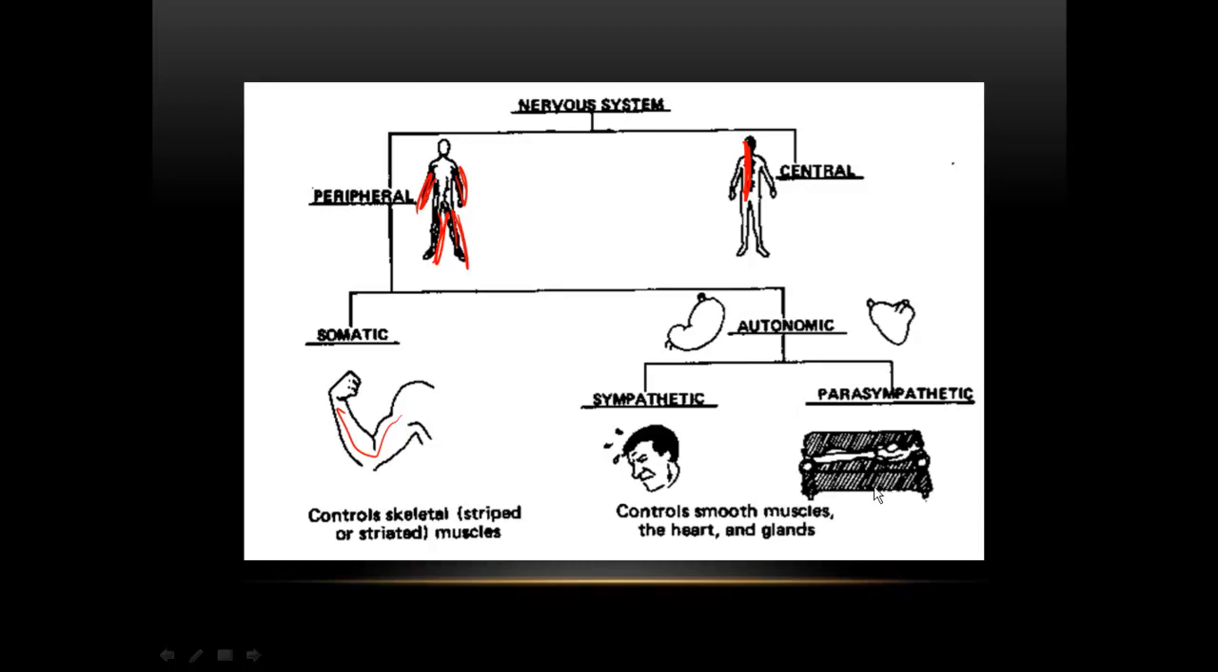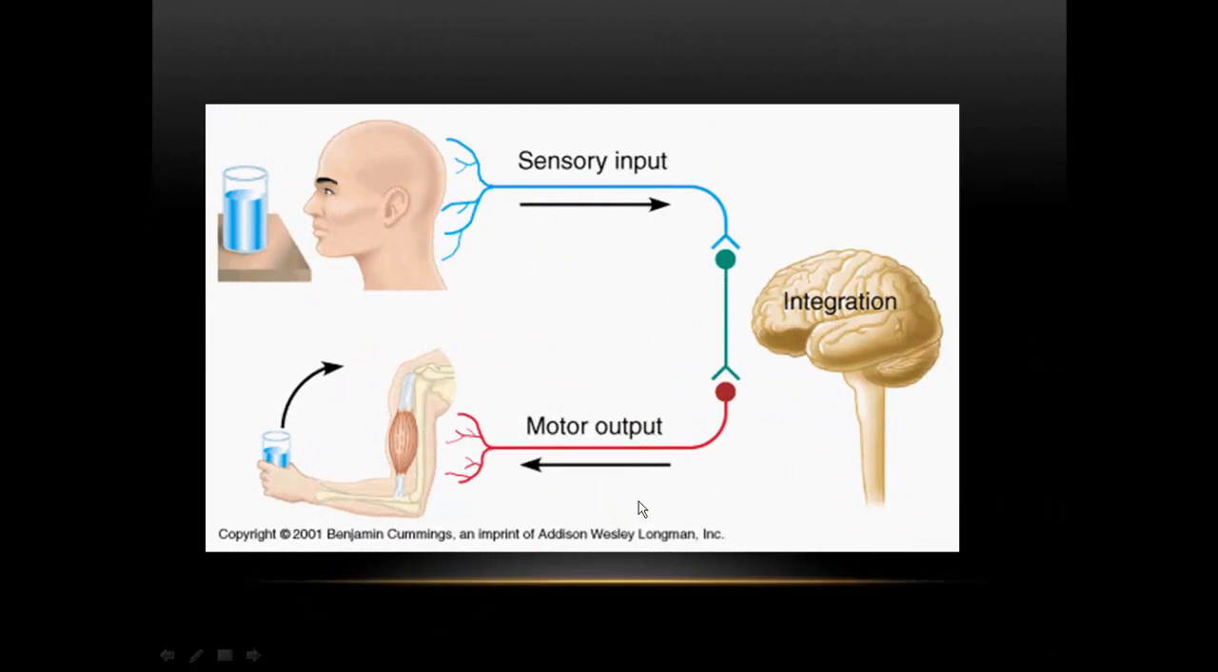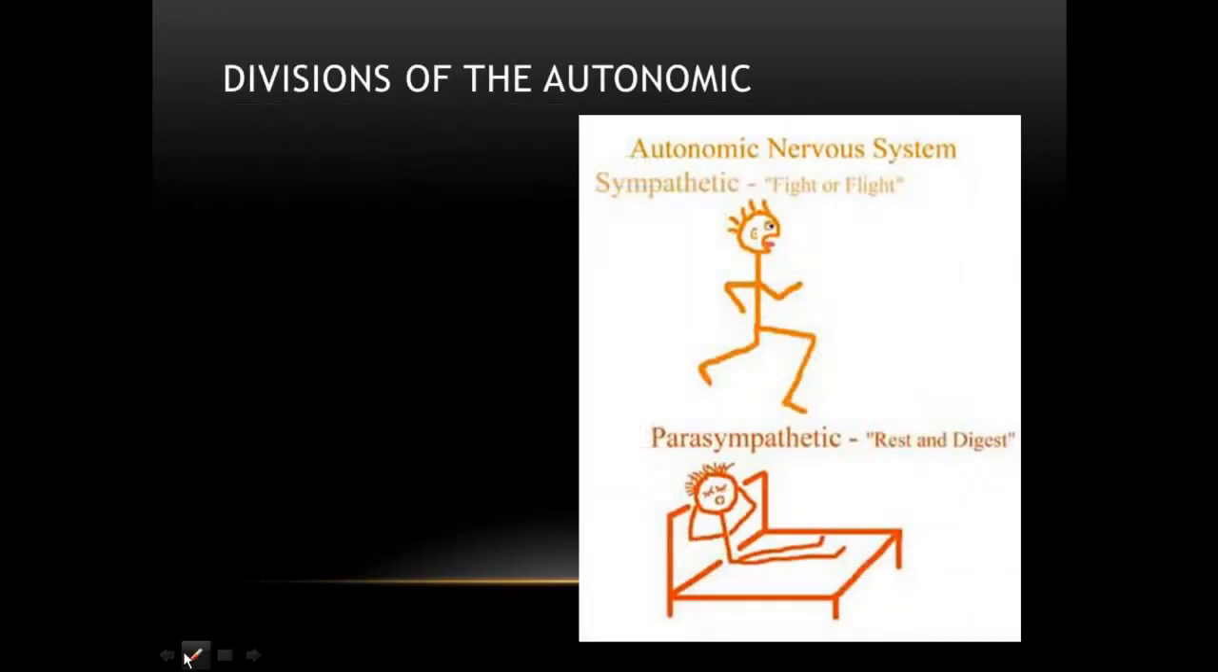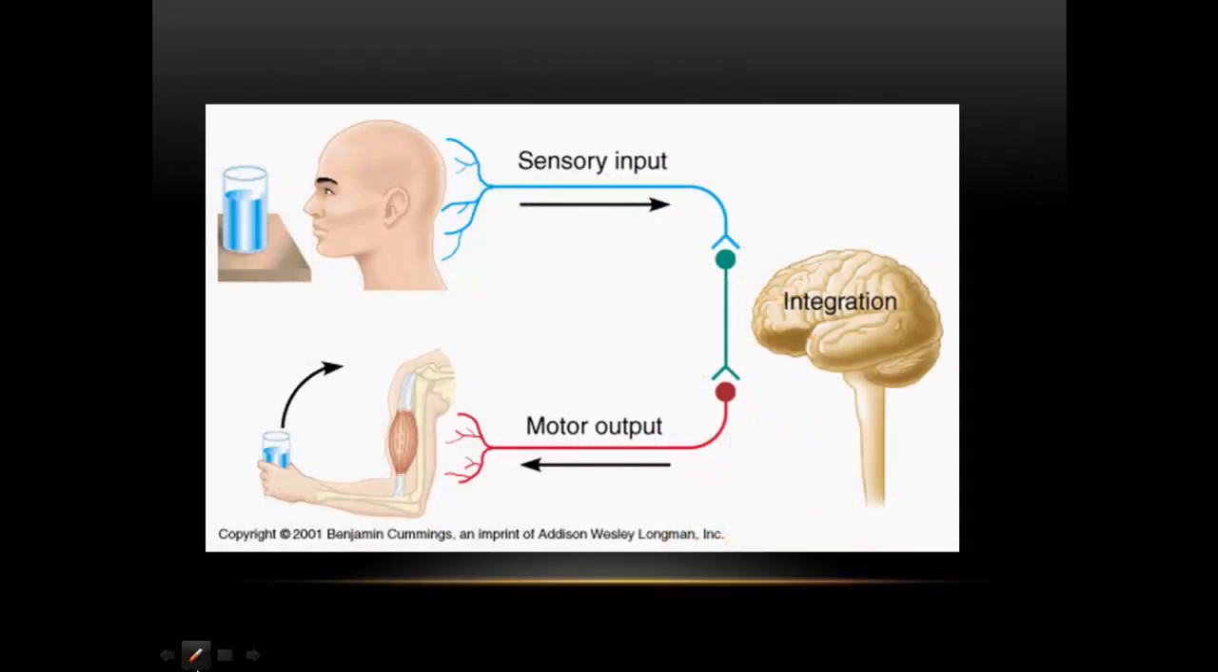It's divided into where I'm resting and sleeping, I'm relaxing, I've had a big turkey dinner or ham if you're having an Easter dinner, versus when you're stressed, a biology test that you didn't study for. This is going to be sympathetic. So again, just the idea, sensory neurons.